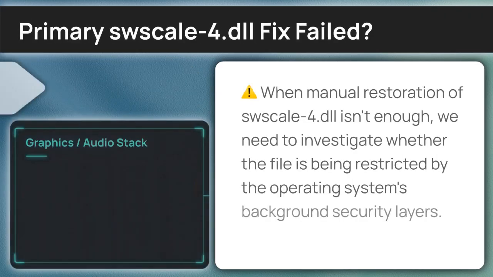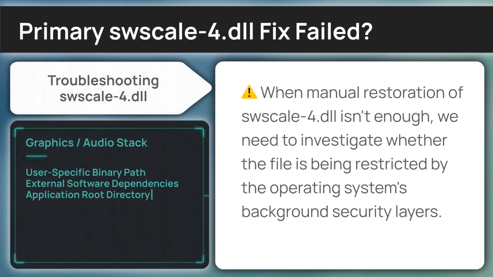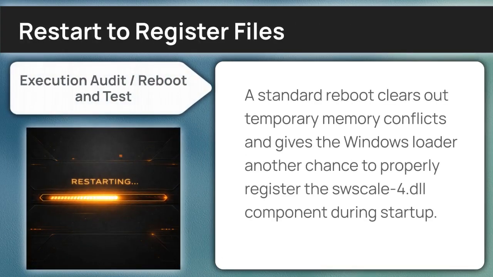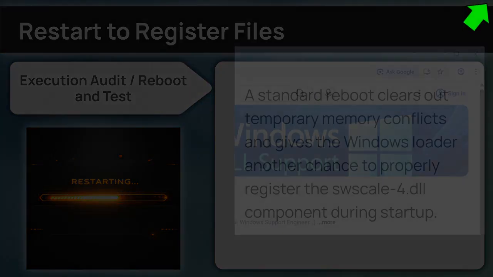When the primary installation path fails, a more surgical approach to checking your system's environmental variables is required. A standard reboot clears out temporary memory conflicts and gives the Windows loader another chance to properly register the swscale-4 library component during startup.